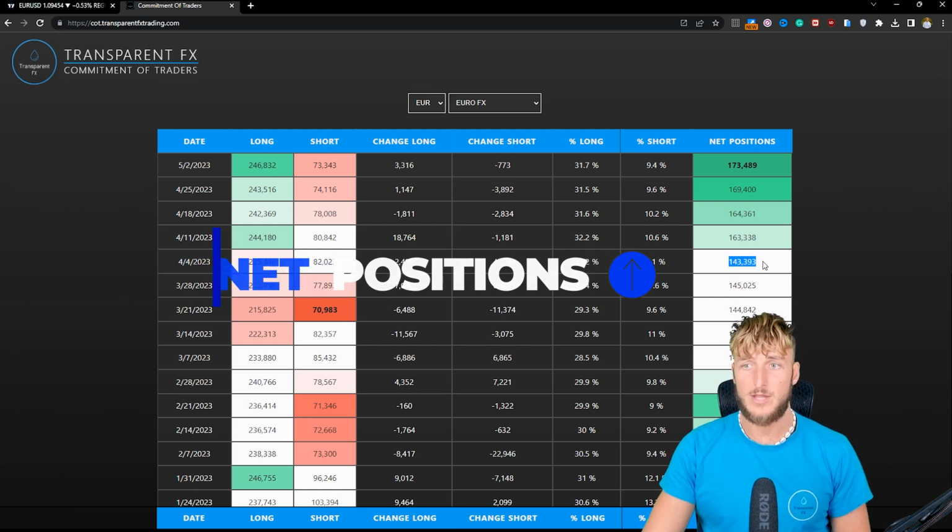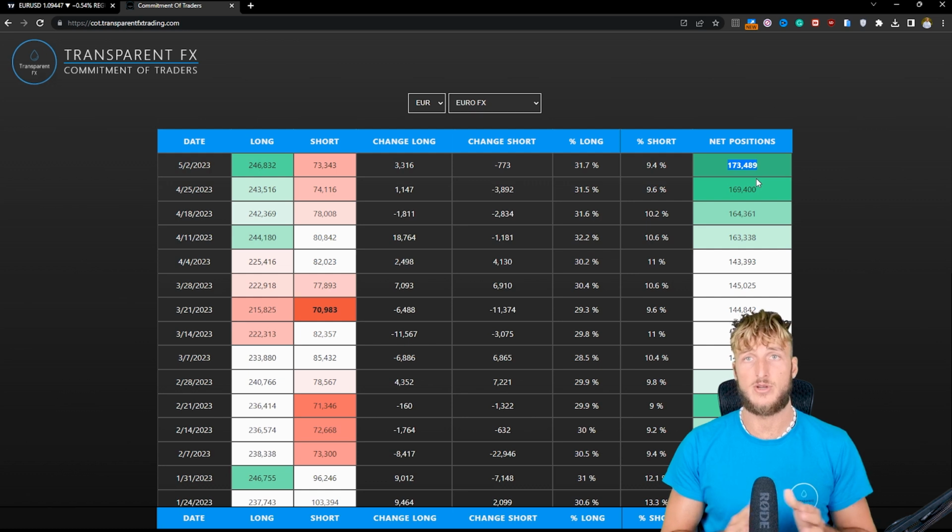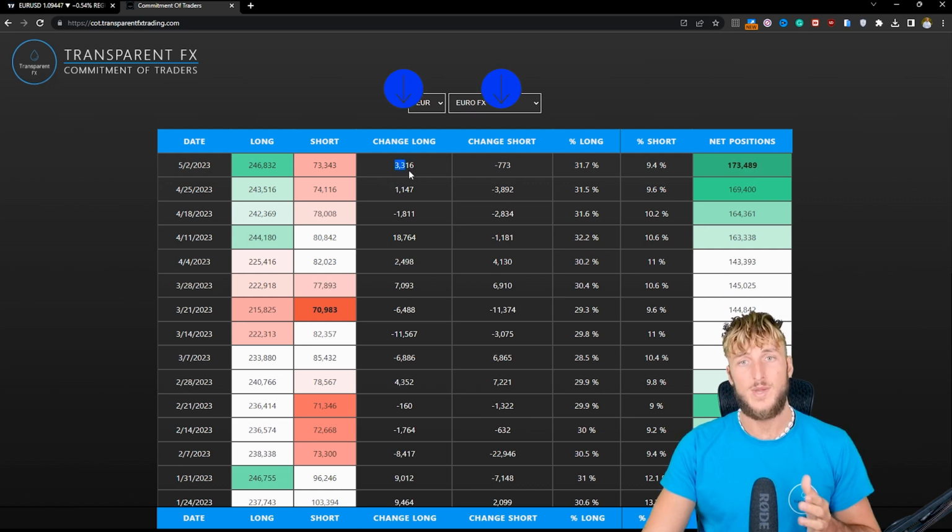We went from having 143k net positions all the way up to 173k net positions, showing how institutions are adding longs and closing shorts. In fact, we can see that with the last report alone, we had 3,300 longs getting added on the institutional side of the market and 700 shorts getting closed.